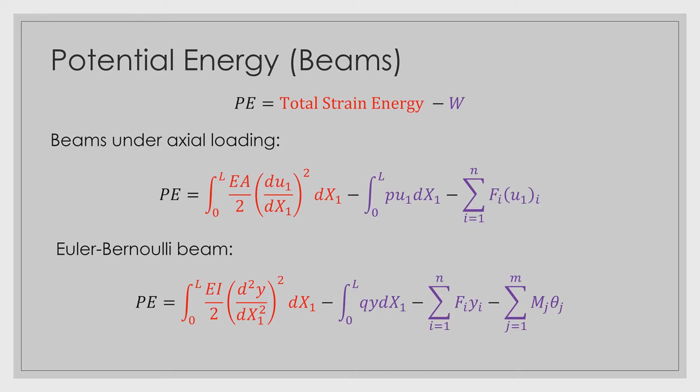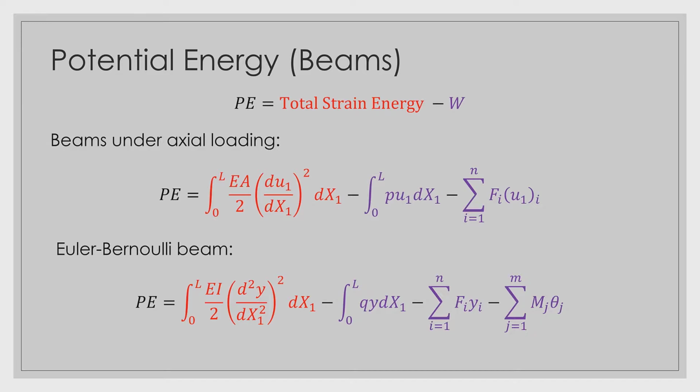But in this case, our total strain energy equation changes a little bit, where it's equal to EI divided by 2 multiplied by the second derivative of our displacement function squared and then integrated over the length of the beam. We also have to include the work done on the system by external loads, which in this case is the integral over the beam of any distributed loads Q multiplied by the displacement Y, minus any concentrated loads multiplied by their corresponding displacements, and then minus any concentrated moments multiplied by their corresponding rotation.